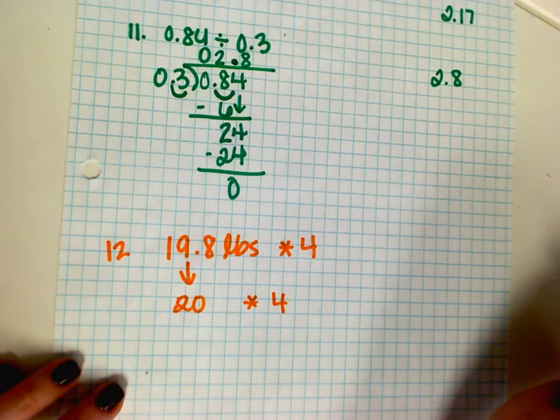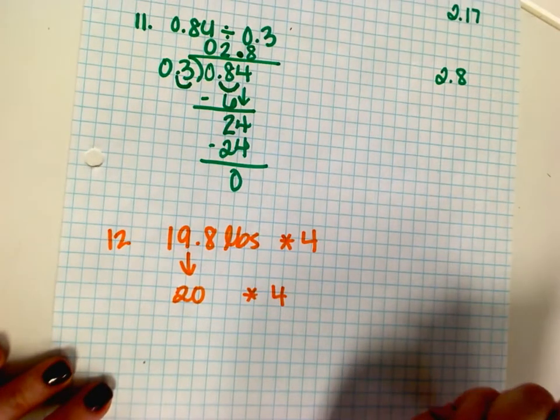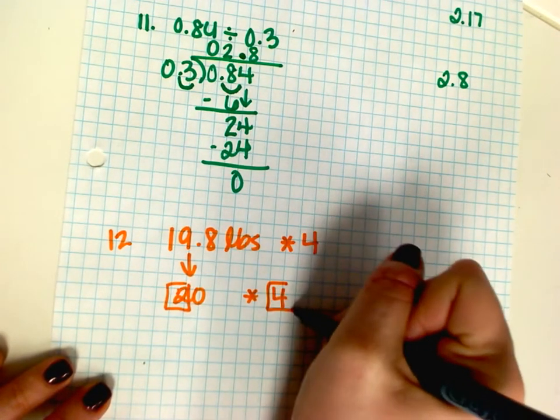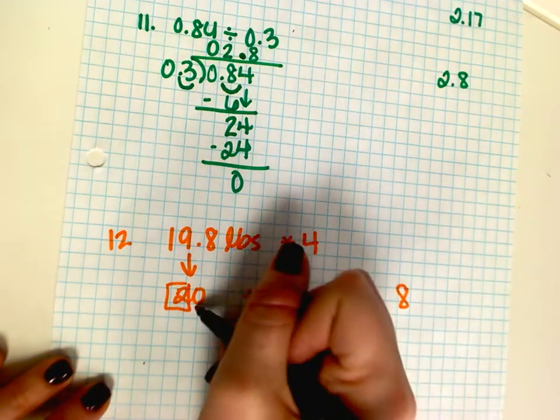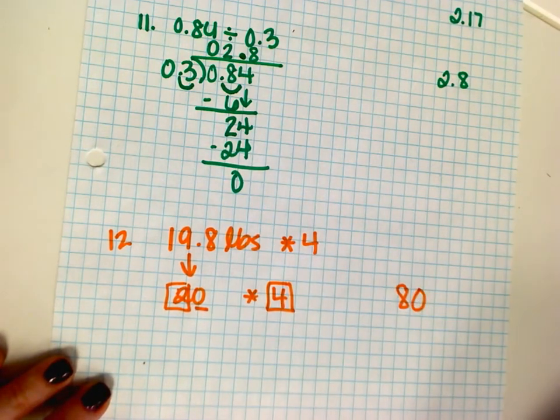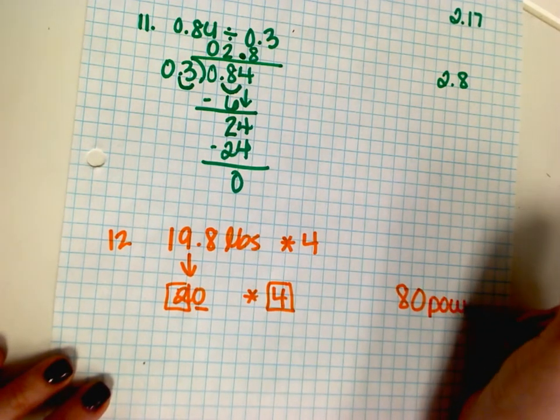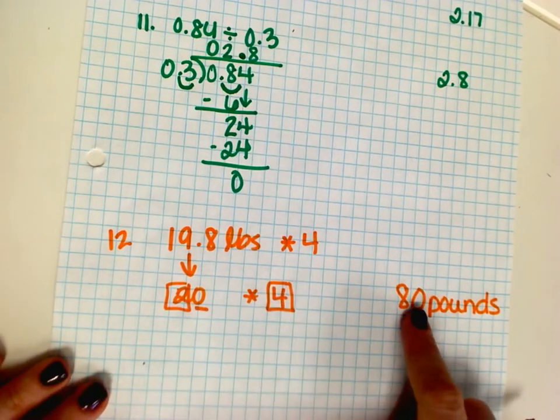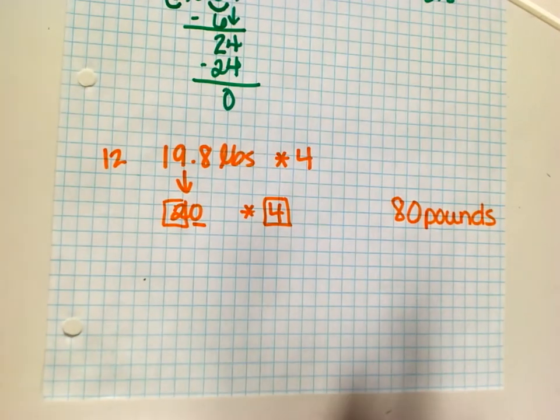Then I have 20 times 4. Now this is a basic fact, add the 0 problem. 2 times 4 is 8, and then I have the 0 to add. So my unit is pounds. So 4 watermelons would be about 80 pounds.